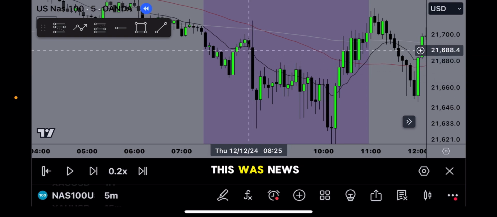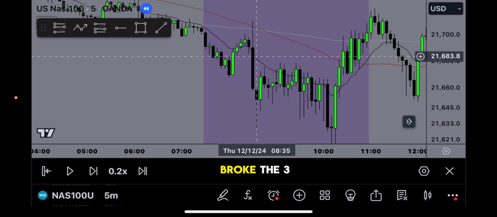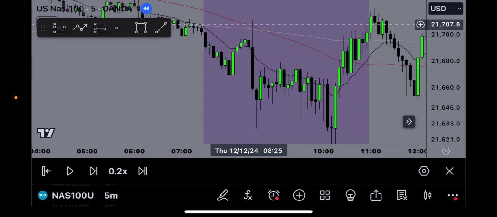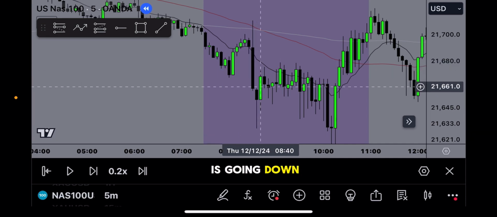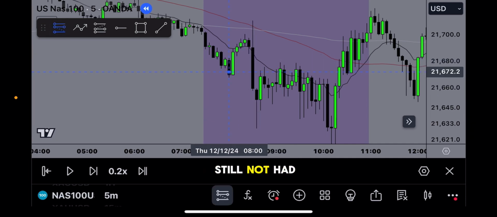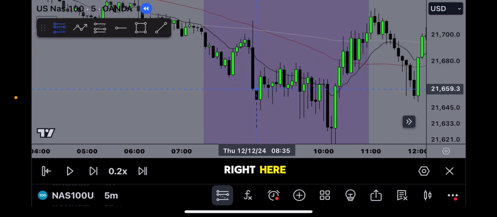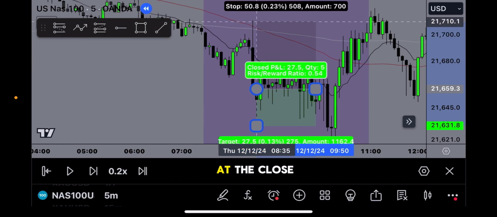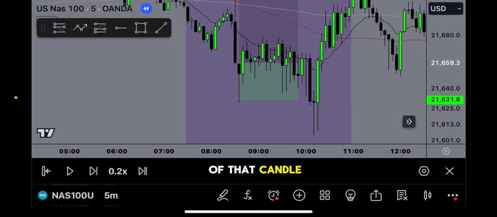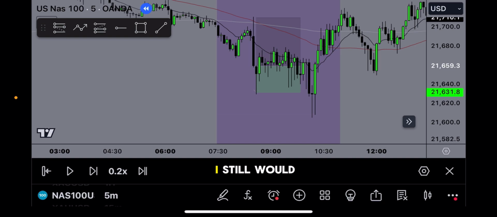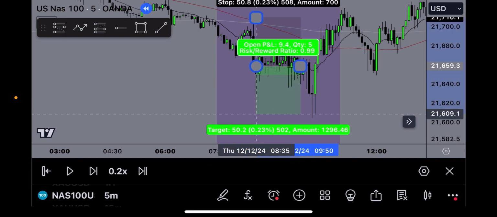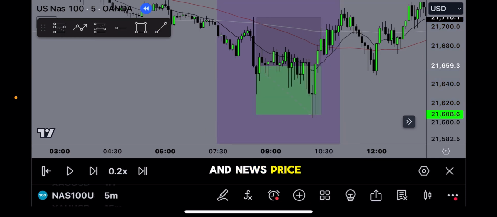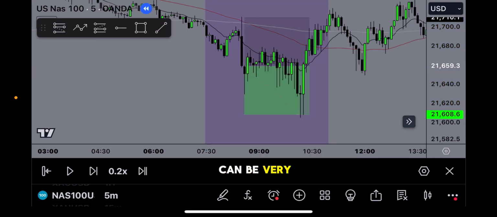So just because this was news, even though it broke the 3 MA, the 3 MAs are above, price is telling us that it's bearish and it's going down, I would still not have taken this trade right here at the close of that candle. Why? Whether it won or not, I still would not have taken it just because it's news. And with news, price can be very iffy or do a lot of fake outs.